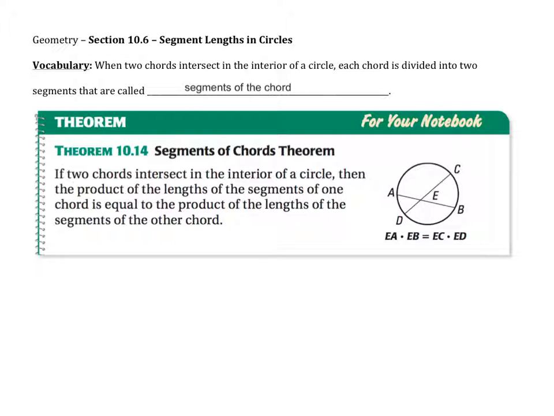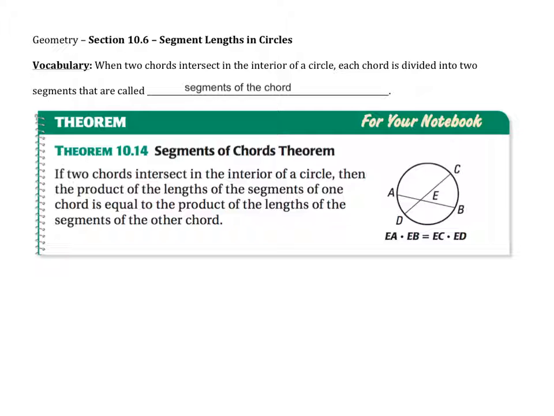This new vocab word brings us to our first theorem, Theorem 10.14. It's called the segments of chords theorem. It states if two chords intersect in the interior of a circle, just like in the diagram, then the product, which means to multiply, of the lengths of the segments of one chord is equal to the product, again, which means to multiply, of the lengths of the segments of the other chord.